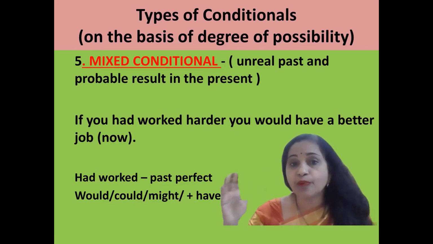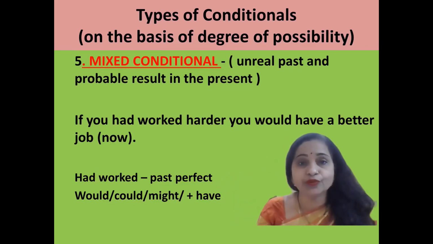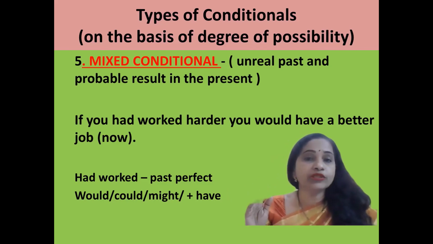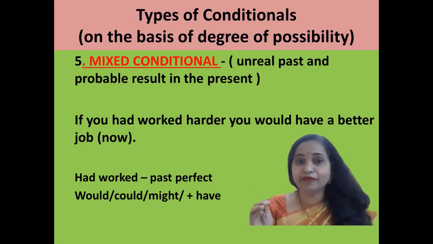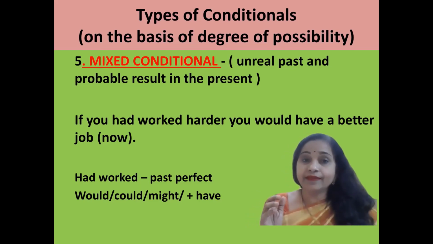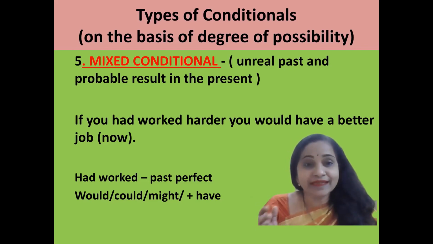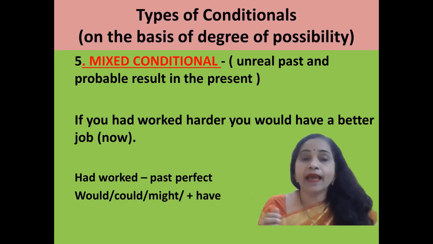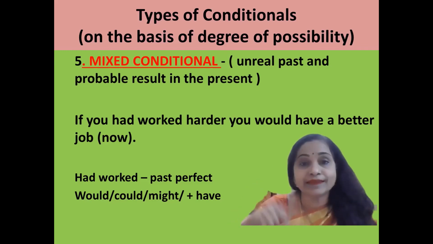Look at the degree of possibility. First, it was a truth. It was a universal truth. Then gradually the degree of possibility is decreasing, if you have noticed here. And then the tenses are also getting changed. And mixed conditional, it is related to the unreal past and a probable result in the present.